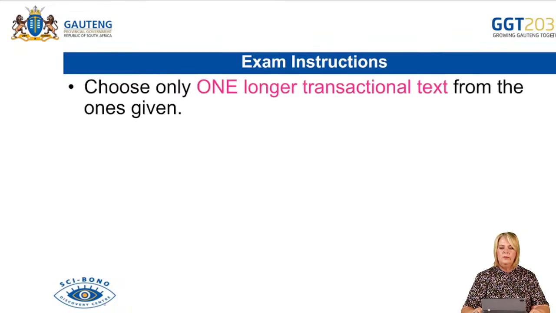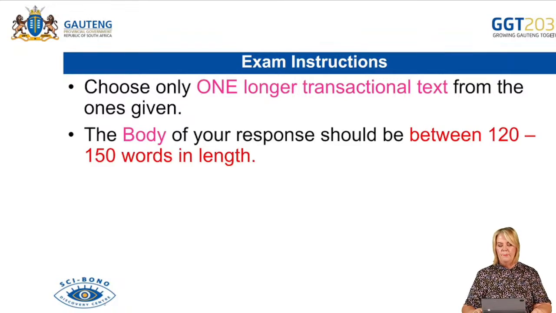Choose only one longer transactional text from the ones given. So let's just recap. You do not have to do one from each category. You choose the one that you would like to write. So in section B, ultimately you will be answering one question. The body of your response should be between 120 and 150 words in length. Extremely important that you try and keep to the number of words, keep within that 120 to 150 words.